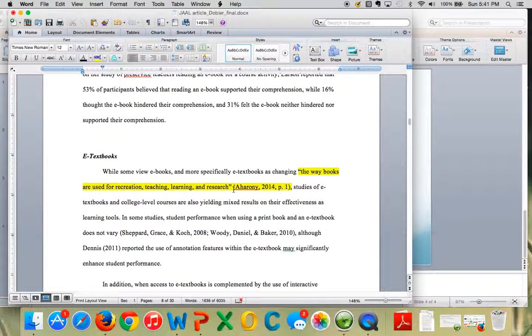But a shorter quotation within the sentence, and notice here I have the author's last name, comma, year, comma, then the page number. You have to have that page number to be able to use the quote. Without it, you cannot use the exact quote.